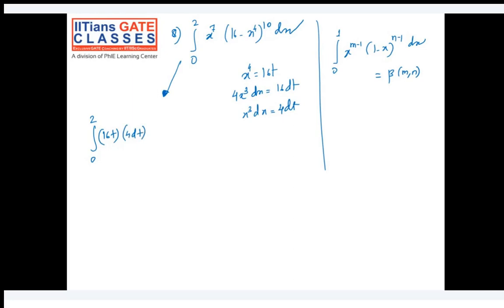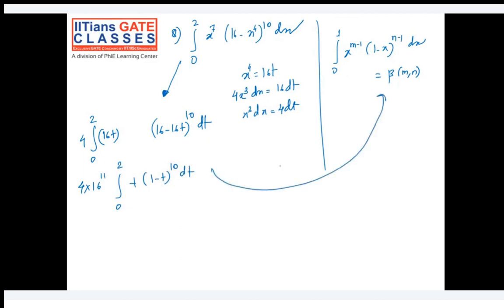And here it is 16 minus 16t raised to the power 10. Okay, so this 4 I'll take outside the bracket, dt I'll write here to make it more simpler. After that, the 16 is also there, and 16 from here also I'll take common. So 4 into 16 raised to the power 11 integration 0 to 2 t into 1 minus t raised to the power 10 dt. Okay, and this is now perfectly into this form.